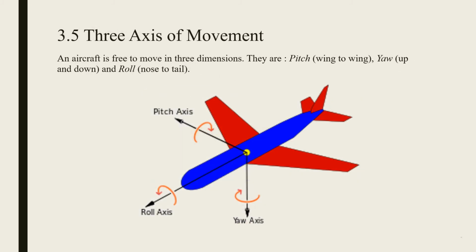Three axes of movement. The aircraft is free to move in three main dimensions, which are pitch, yaw, and roll. The pitch is wing to wing, yaw is up and down, whereas roll is nose to tail.